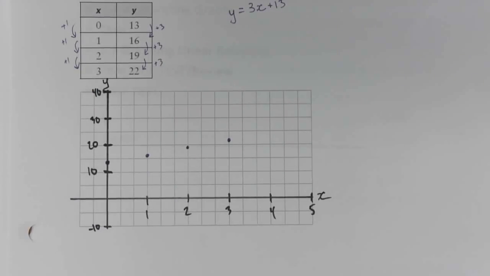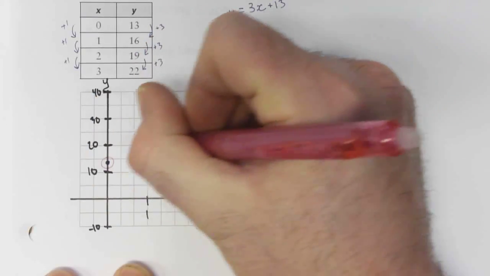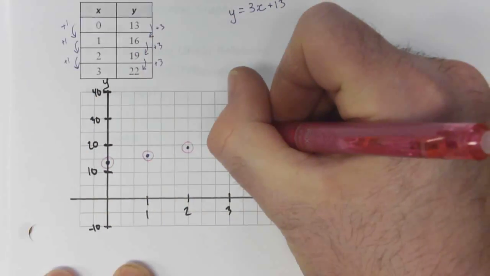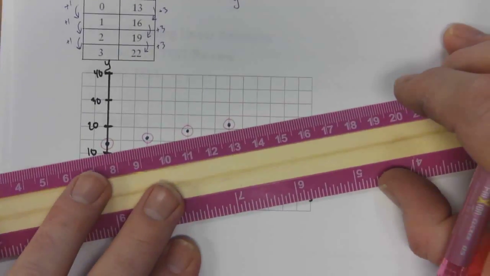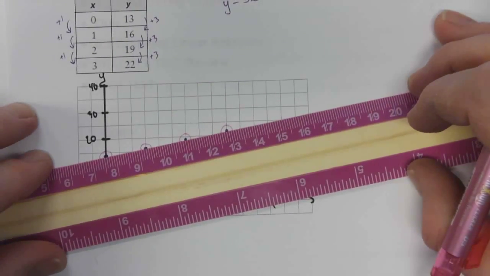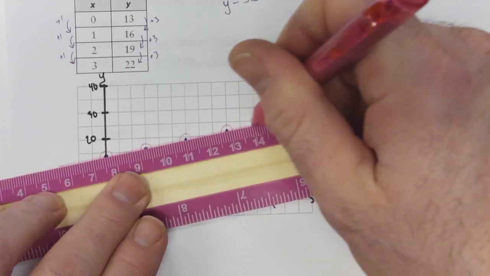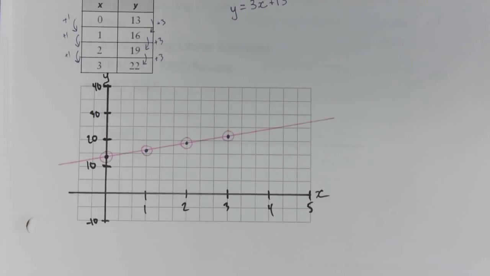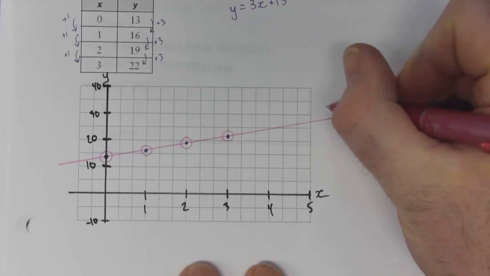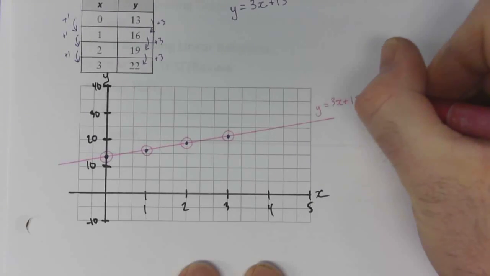Just like we did last day, we're going to put circles around these to show that there may be some error involved in their location. And then I will draw a line joining them as well. And this looks pretty good as far as hitting the dots goes. So I've got the line drawn, and we have created an equation, so I will label that line as y is equal to 3x plus 13.